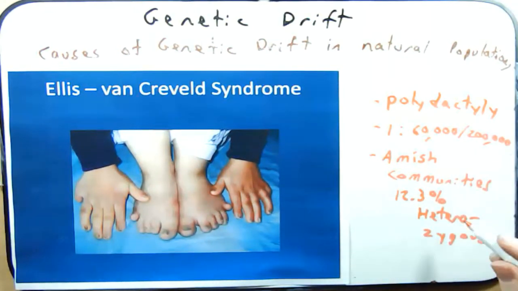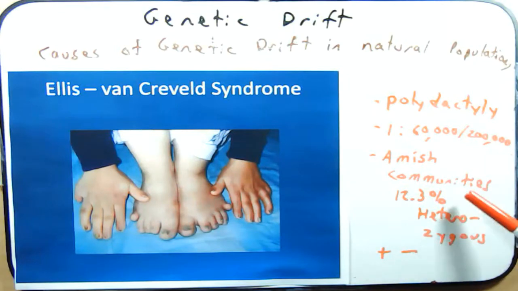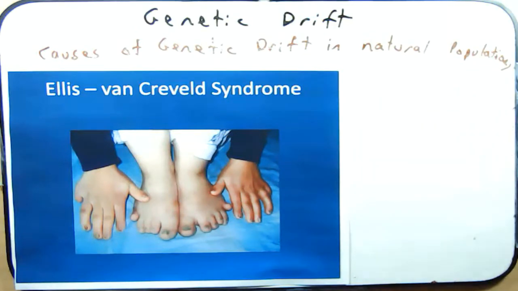And remember, when I say heterozygous, that means that one of their alleles has no mutation, but the other allele does. So these 12.3% don't have the syndrome, but they can pass it on to progeny. And this leads to a much higher incidence of this syndrome in these communities compared to other communities around the world. Well, how did this happen?